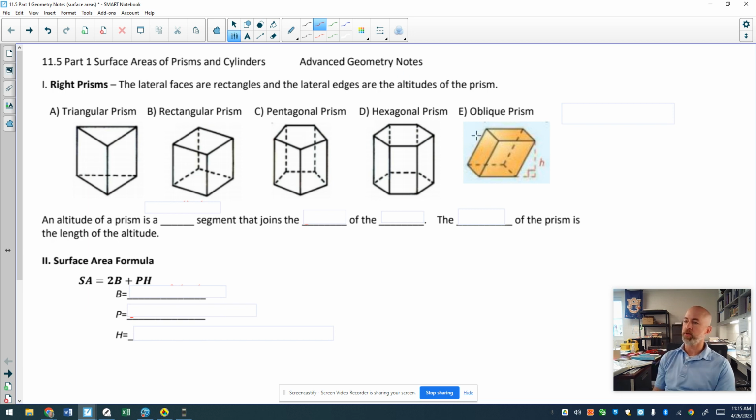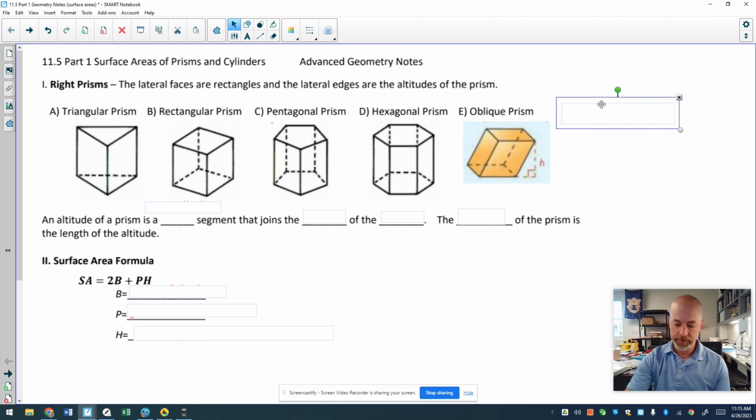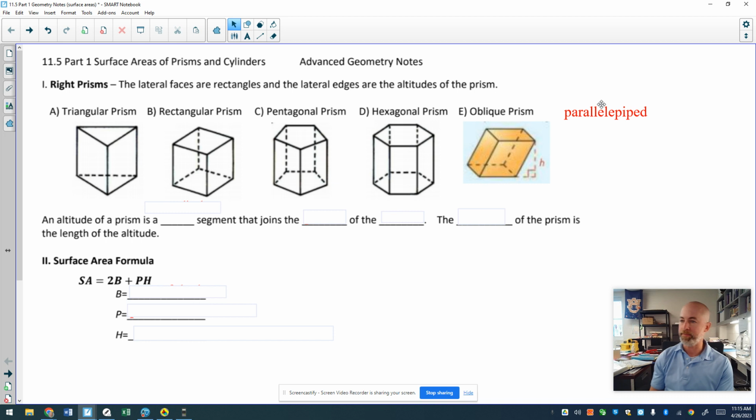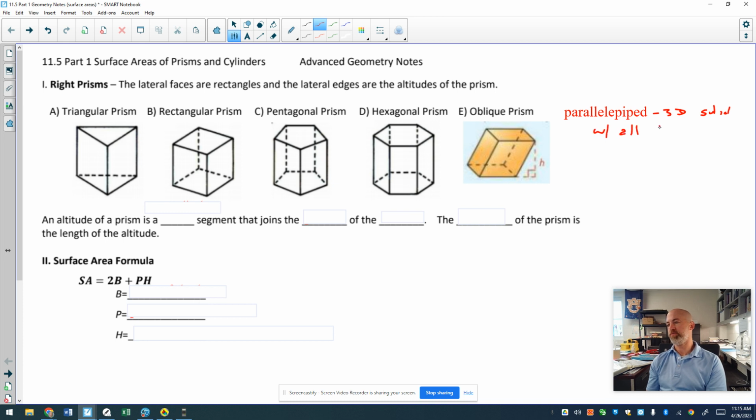We're going to introduce something called an oblique prism this time, which is just a prism that is slanted. And an oblique prism could have any base. However, if the base is a parallelogram, we can show off our nerdism. There's another word for that. It's called a parallelepiped, and you don't really need to know that. I just think it's kind of a cool word. So a parallelepiped is a 3D solid with all faces parallelograms.